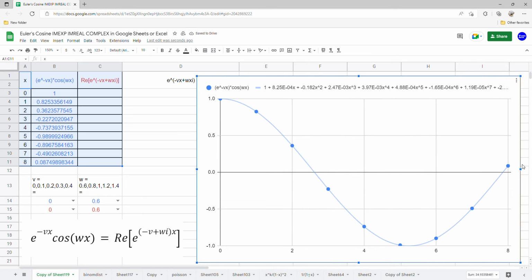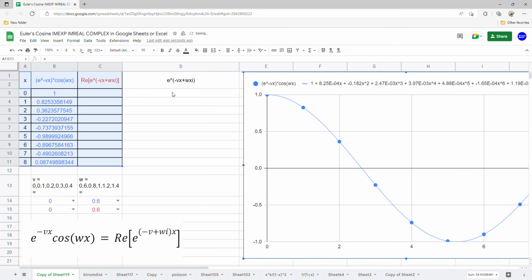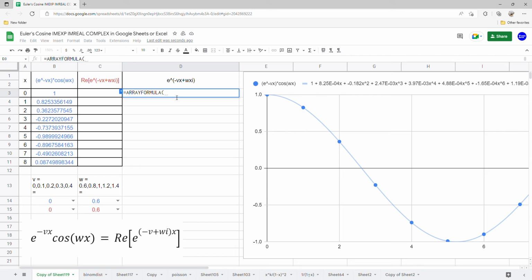We continue using the IMEXP of the Euler's formula. That is e raised to the power minus Vx plus Wxi, which is a complex number. So this will be equal to array formula. Begin with a complex number. This is a complex number, so complex minus Vx plus Wxi. So minus V times x, comma. The second part is Wxi.